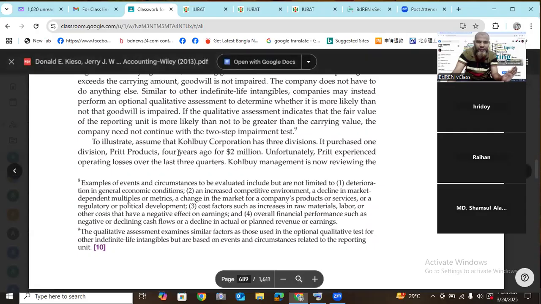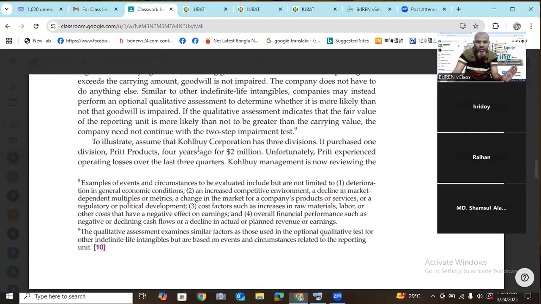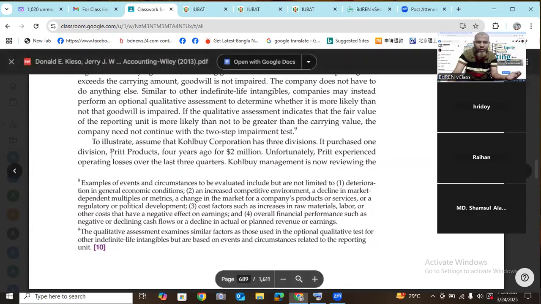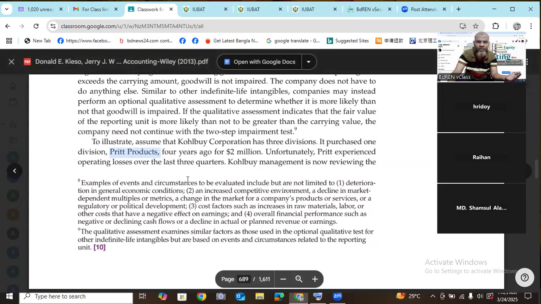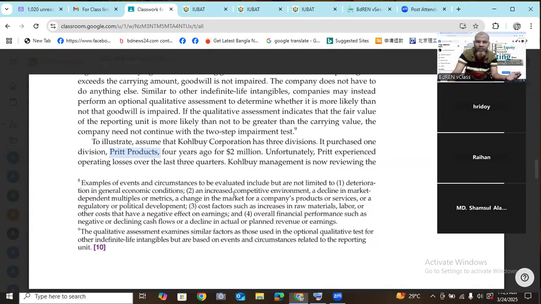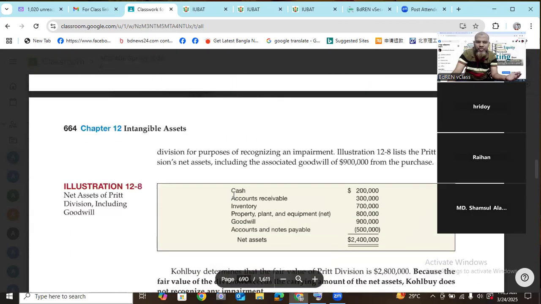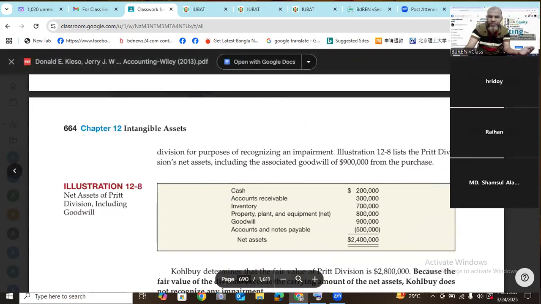Assume that Kolbai Corporation is a company that has three divisions. It purchased one division, Preet Products, four years ago for 2 million. Unfortunately, Preet experienced operating losses over the last three quarters. Management is now reviewing the division's purchase for recognition of impairment.